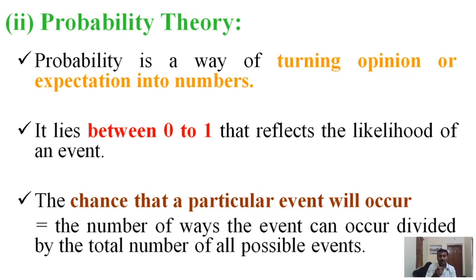That is the main example for probability. The number of ways that the event can occur, divided by the number of all possible events, is the chance of a particular event occurring. So the chance for a particular event to occur is equal to the number of ways the event can occur divided by the total number of all possible events. That is the formula in probability theory for getting the chance of a particular event occurrence.